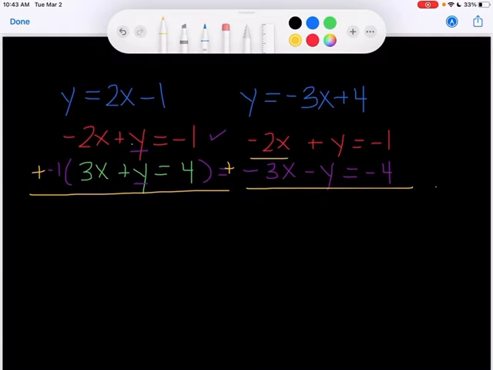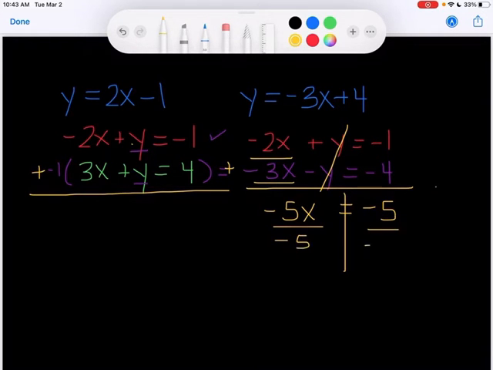So negative 2x plus negative 3x gives me negative 5x. Y plus negative y is going to cancel. Bring down the equals, and then negative 1 plus negative 4 is negative 5. Now we solve, so divide by negative 5. I end up with x equals 1.